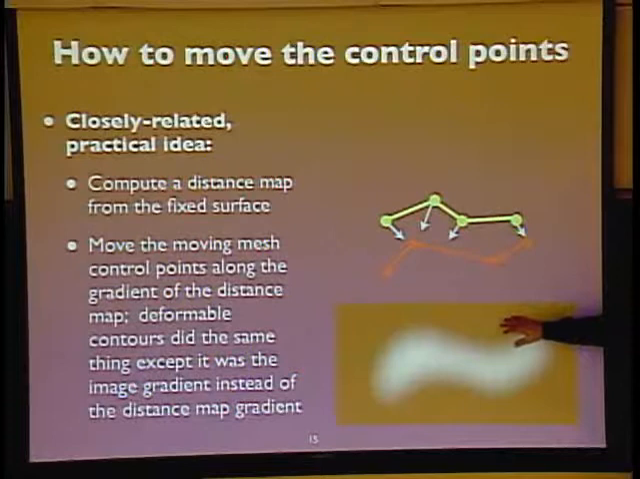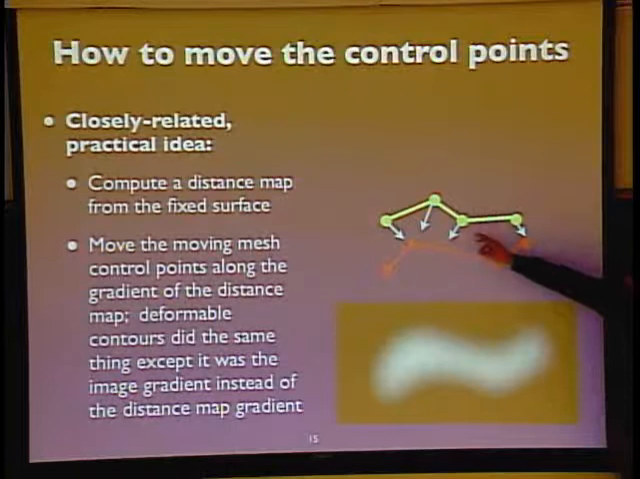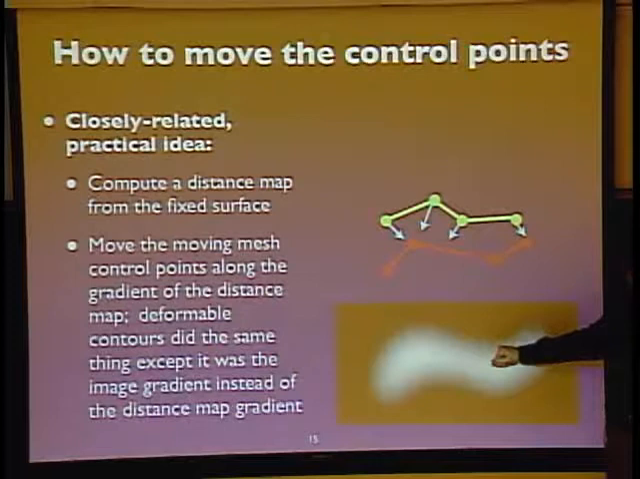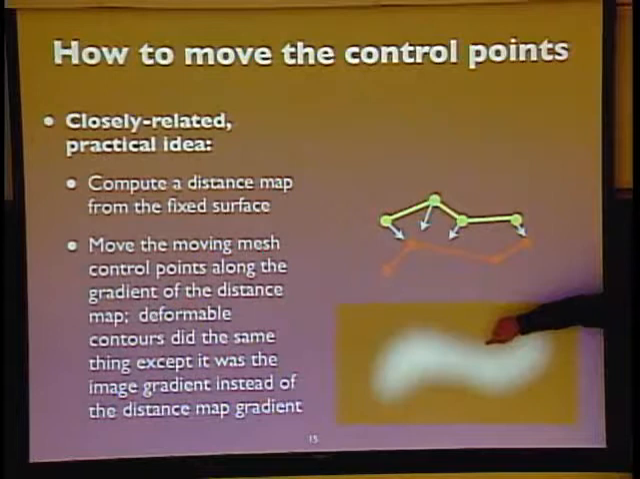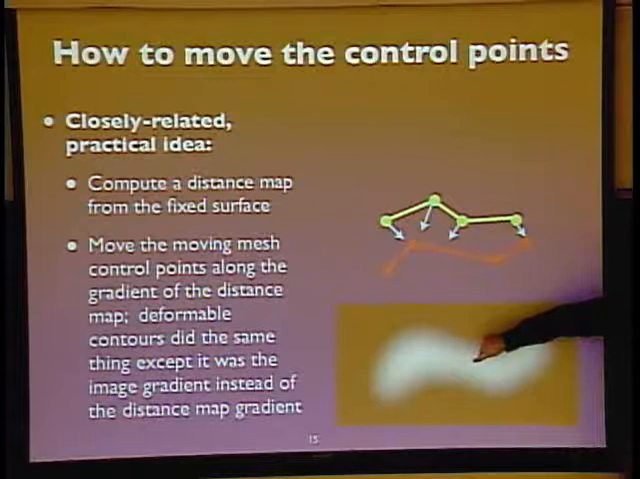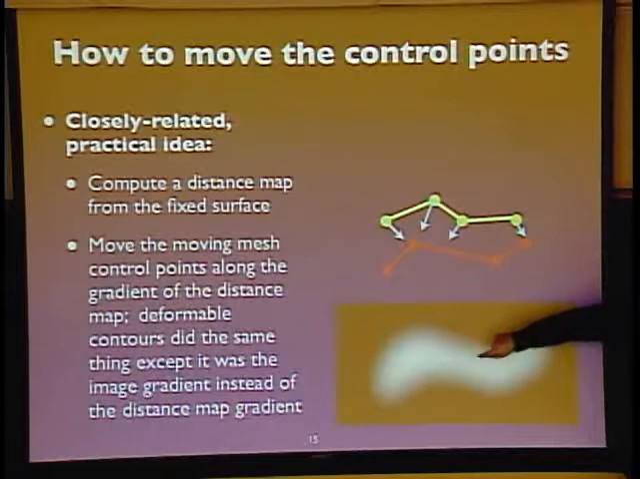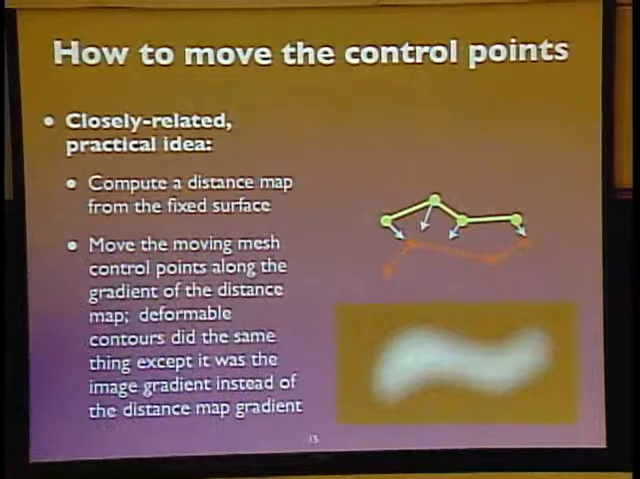What that's going to do is move each control point in the direction that most quickly reduces the distance to the fixed mesh. So you can imagine if you're a point right here and you're trying to figure out where you ought to go in order to get towards the fixed mesh, you'd want to move in that direction, because that's the quickest way of getting from far away from the fixed mesh to close to it. And this is a practical thing, because all you have to do in order to figure out how to transform every control point is do a bunch of lookups in an image.